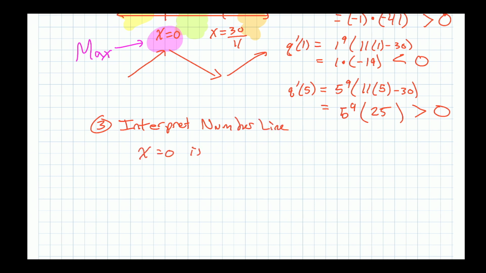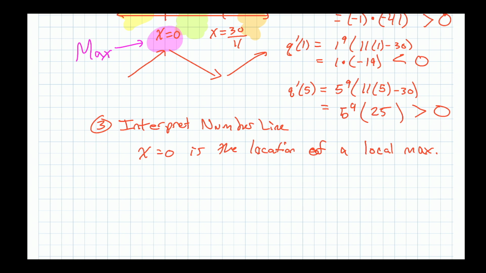X equals 0 is the location of a local max. The end. So not so bad at all. Now, again, they didn't expect us to do that. They expected us to use the second derivative test. And so I think what I'm going to do is show you what that is, since they want you to do it.